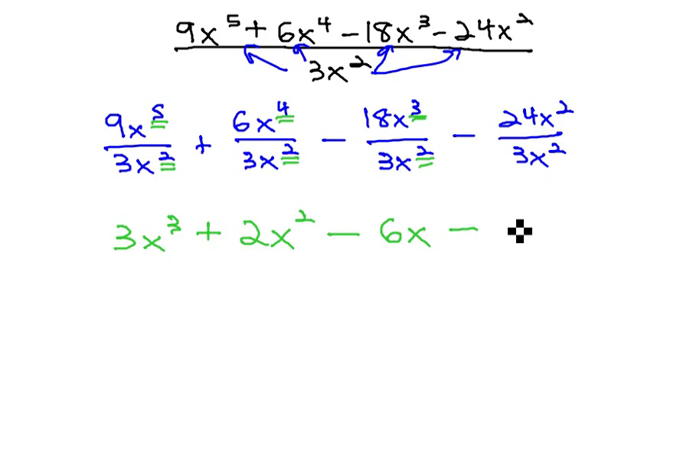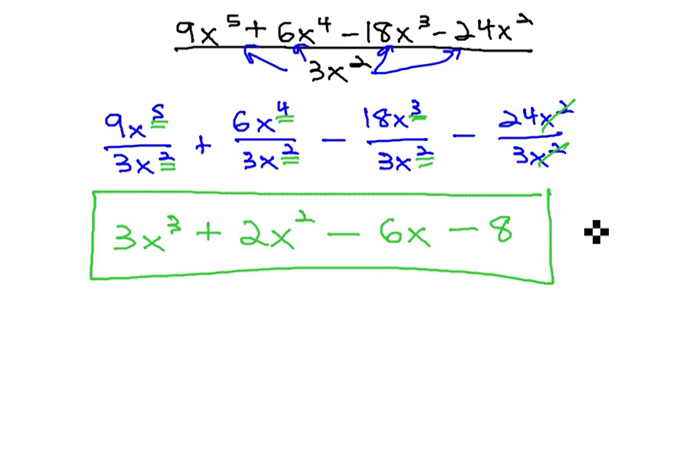Minus 24 over 3 is 8, and the x squared divides out completely, the exponents subtract out, and we get our final quotient of 3x to the 3rd plus 2x squared minus 6x minus 8. We found this quotient by dividing each term in the numerator by the monomial in the denominator.